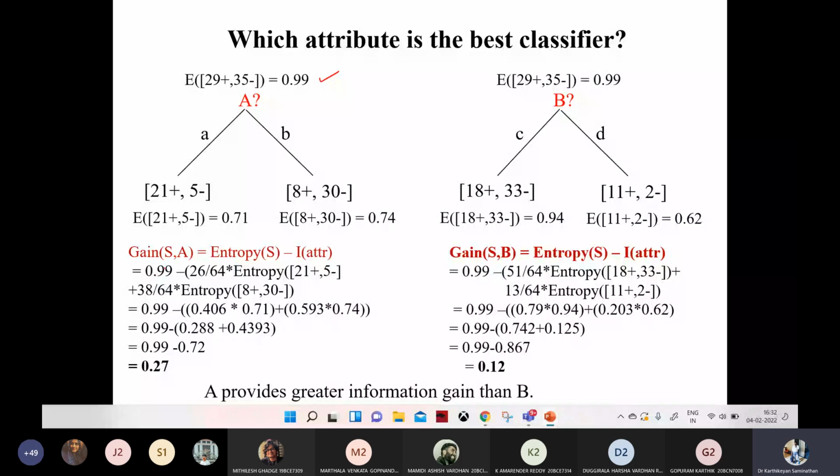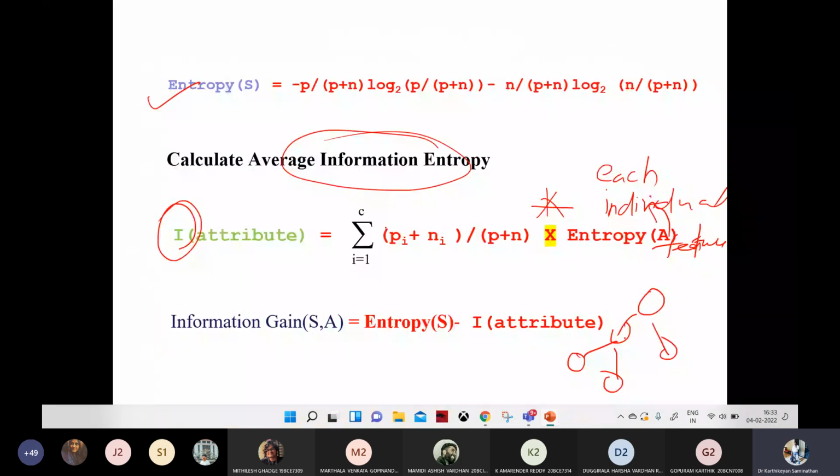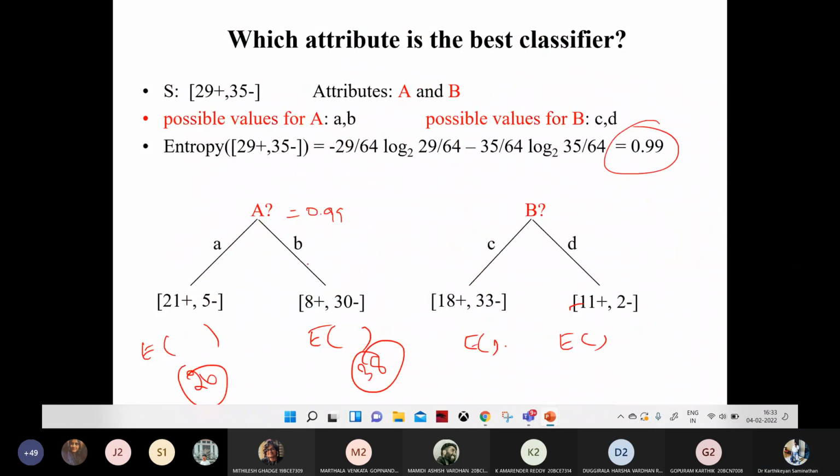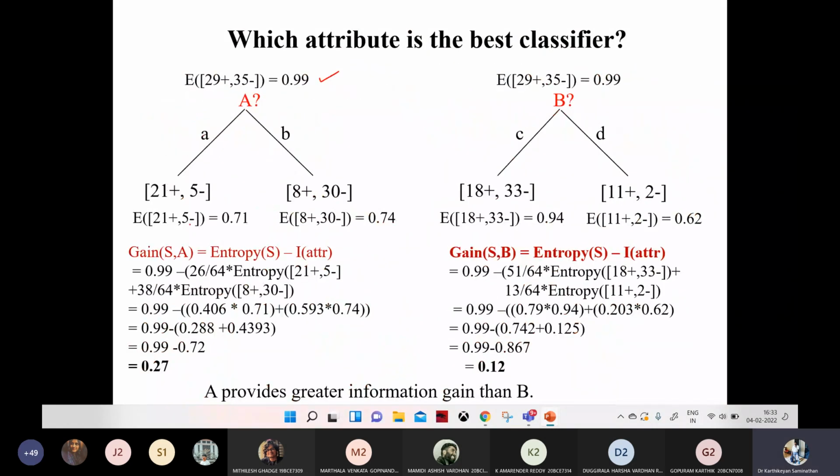Now the second one, I need to calculate the I attribute. How can I calculate the I attribute? The I attribute calculation is the summation of P plus N divided by P plus N into entropy of A. Entropy of A is this current attribute. So entropy of S, the root, is already calculated as 0.99, minus this I attribute, which is the summation of P plus N divided by P plus N into entropy of A.